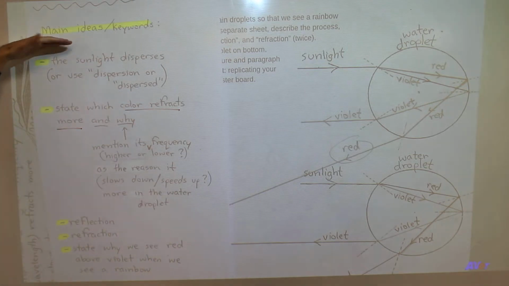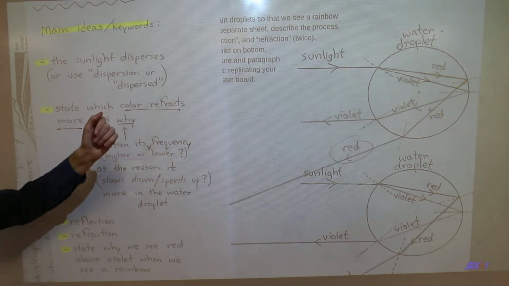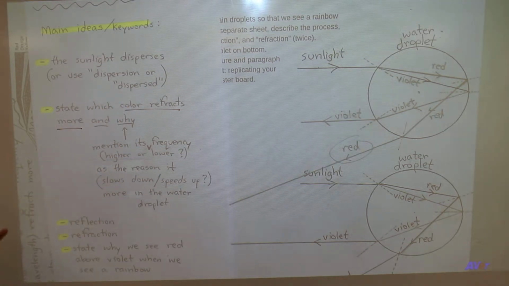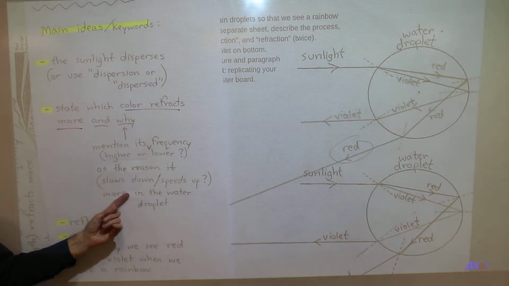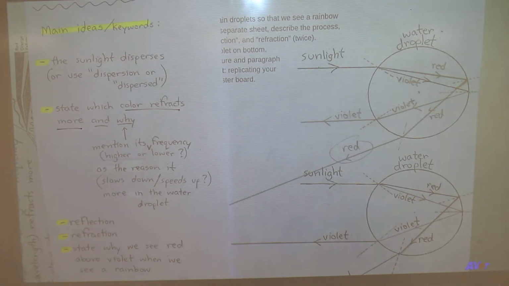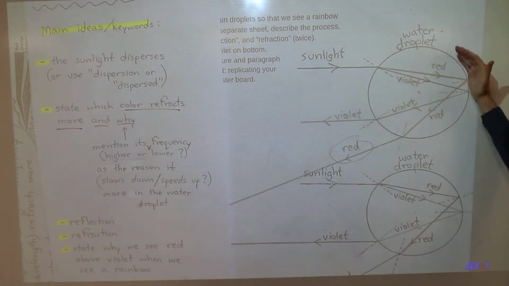I'll do that again, different version. Something like, when sunlight hits water droplets in the sky, a dispersion takes place, or the light is dispersed. Violet light, which has the highest frequency, refracts the most. That's because it slows down the most in the water droplet. Something like that. Then just mention that there's reflection on the back side or the other side of the water droplet.